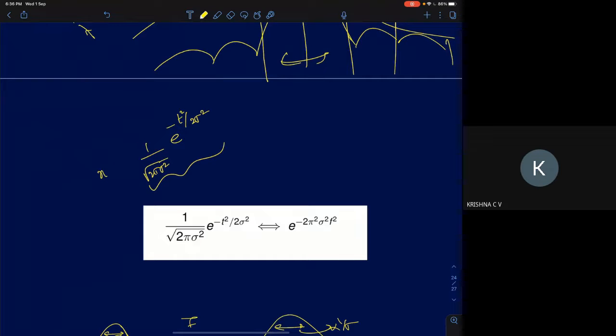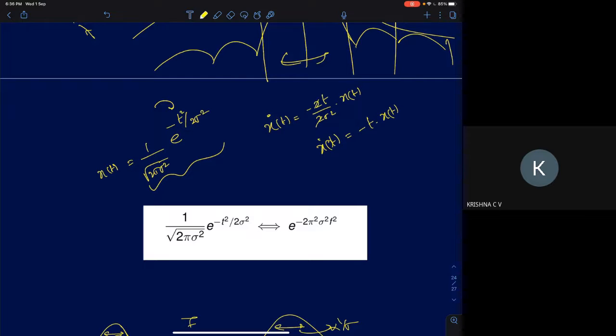You take x of t, which is a Gaussian function, and differentiate it once. X dash of t, you differentiate it once, you will get minus 2t into the same function. You will get the same function multiplied by minus 2t by 2 sigma square, times x of t. So the derivative of this function, x dot of t, will be minus t by sigma square times x of t.